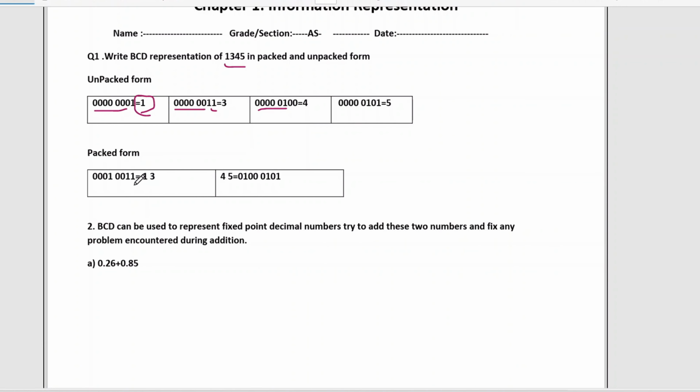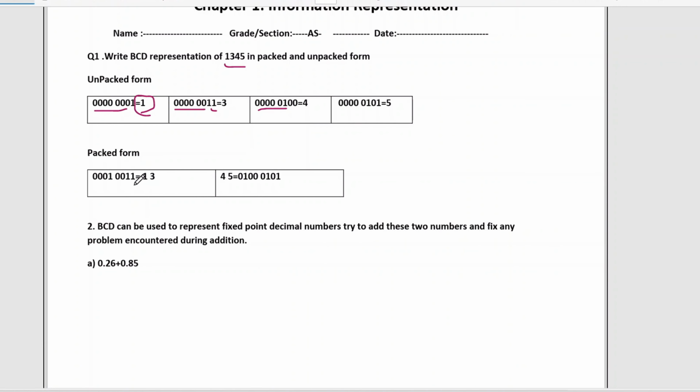In question number 2, we have to add these two numbers using BCD. So just a small recap of BCD. BCD stands for binary coded decimal, where each digit is represented using a binary code from 0 till 9. They are basically used for representing the digits in digital clocks or simply in your handheld calculators. So let's solve this question.